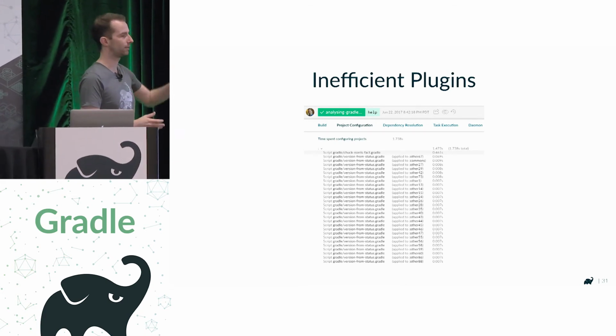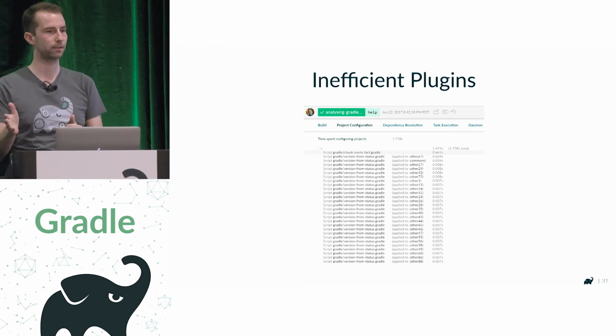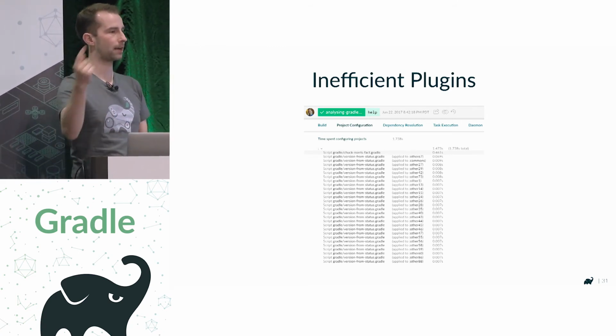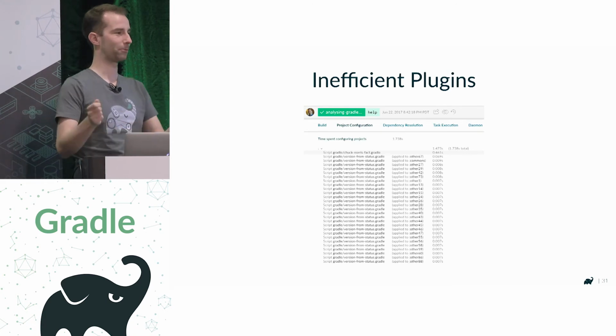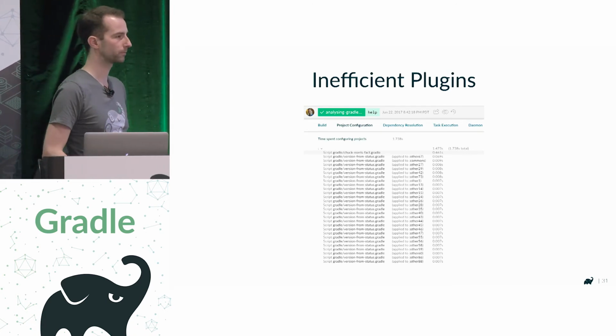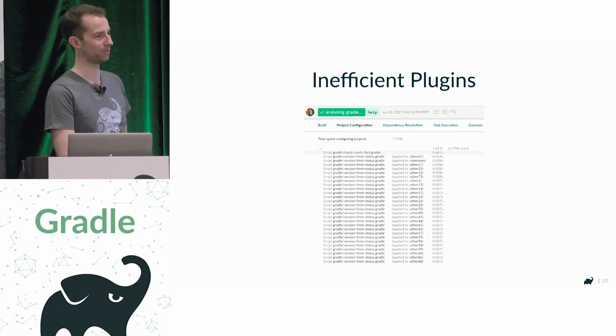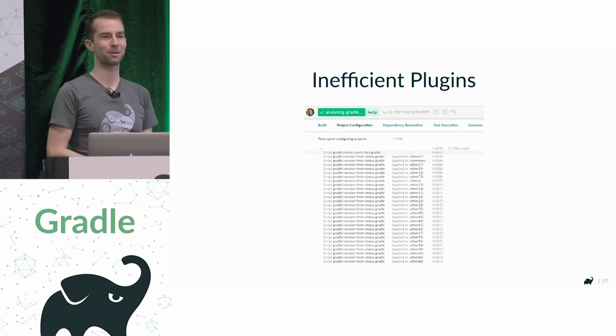So I've emulated that here with a plugin that goes to Git and says, hey, can you please tell me the current revision that I'm on and assign that to my version. So my version equals the Git revision. And it does that for every sub-project. So as I said, I have 100 sub-projects here.